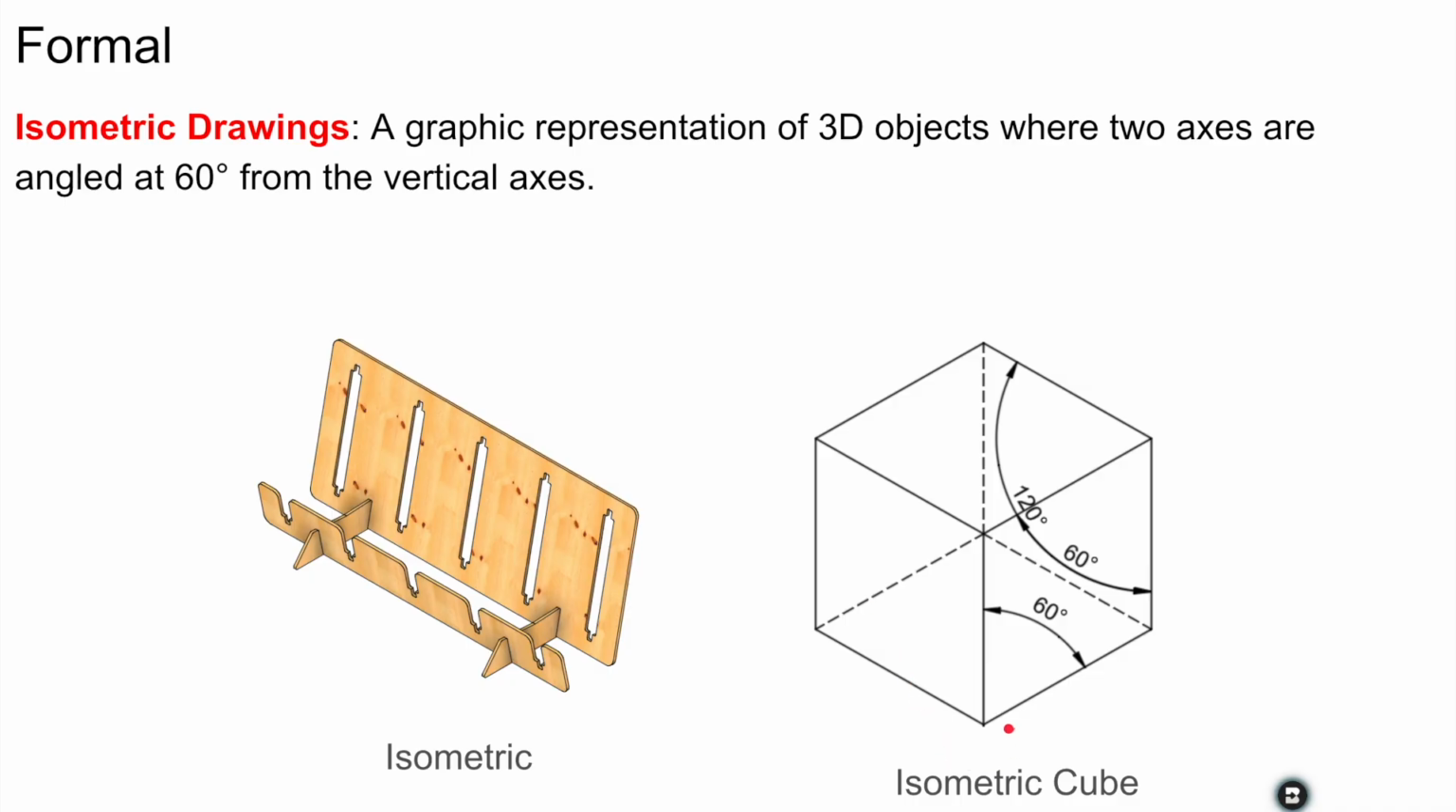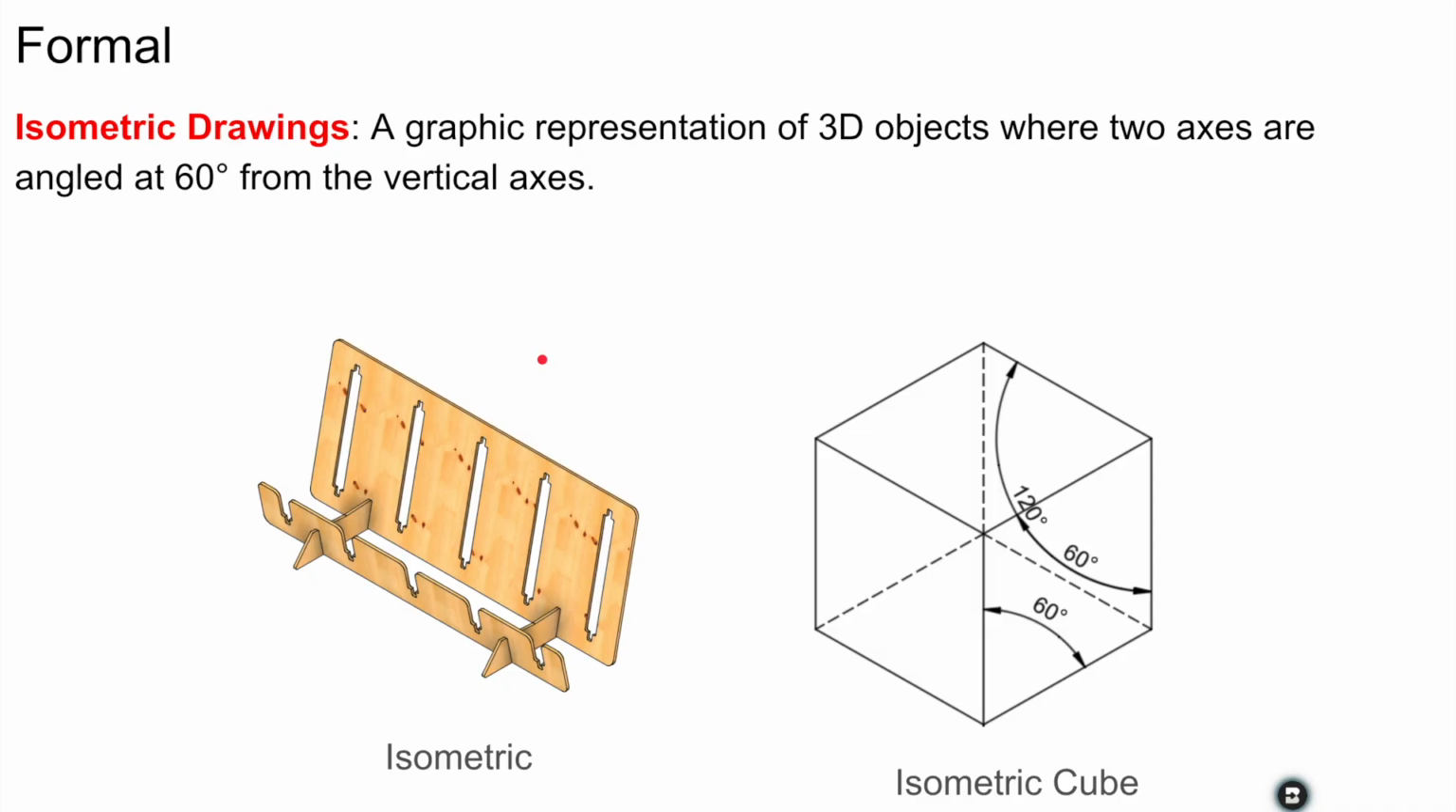So for instance, if there was a horizontal line right here that was perpendicular to this vertical axis, from the horizontal line to this line would be 30 degrees. So you'll notice that with isometric drawings, the angles are in multiples of 30 degrees. So 30, 60, 90, 120, etc. This is also an isometric drawing right here.